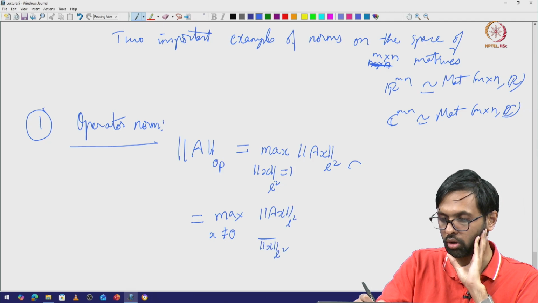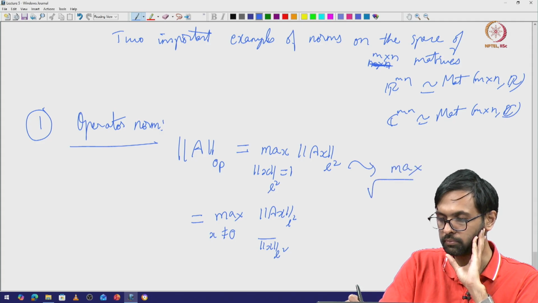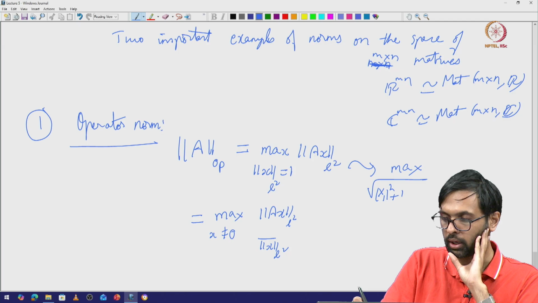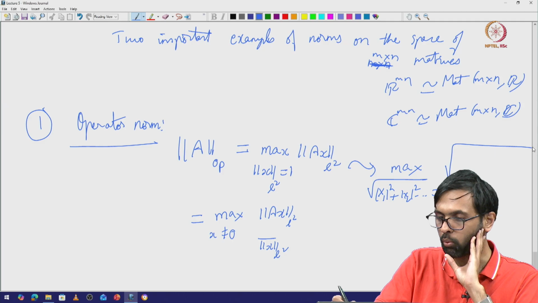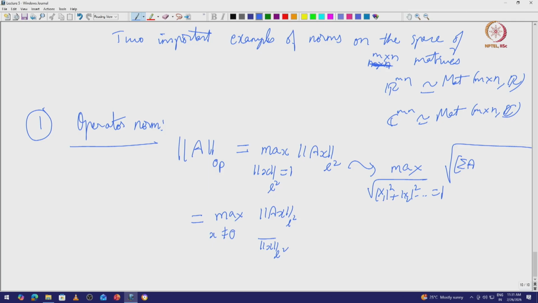More concretely, it's the maximum over all x with the sum of |x_i|² equal to 1 of, what is Ax? The first entry of Ax is the sum over i of a_1i x_i, take the mod square. What's the second entry of Ax? The sum of a_2i x_i, mod square, and so on. So in its full glory, this is the definition of the operator norm.